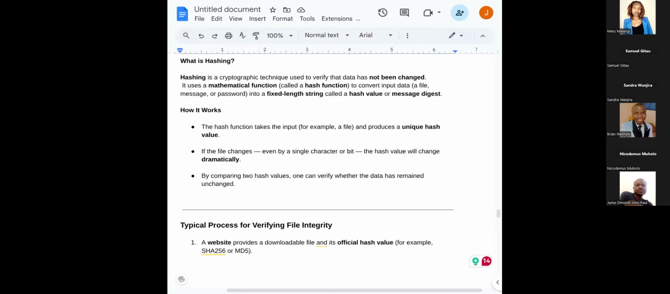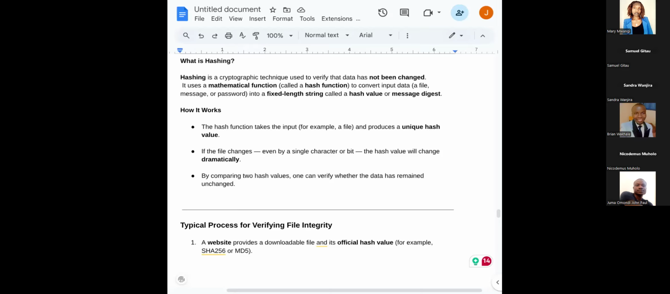I appreciate your sentiments. So hashing, for those of us who are not quite aware of it, it's a cryptographic technique that is used to verify that your data has not been changed. And it uses something called a hash function.